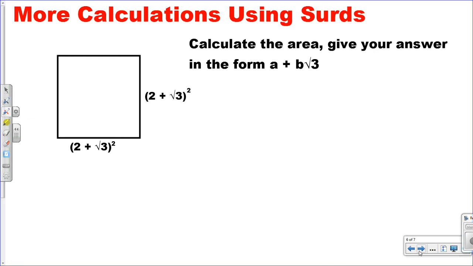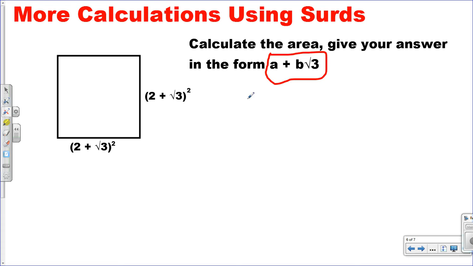Okay. Calculate the area. Give your answer in the form a plus b square root 3. Now, this comes up quite a lot in exam papers. I'll explain exactly what that is after we've done the sum. So we'll look back at that and then explain why that's important.